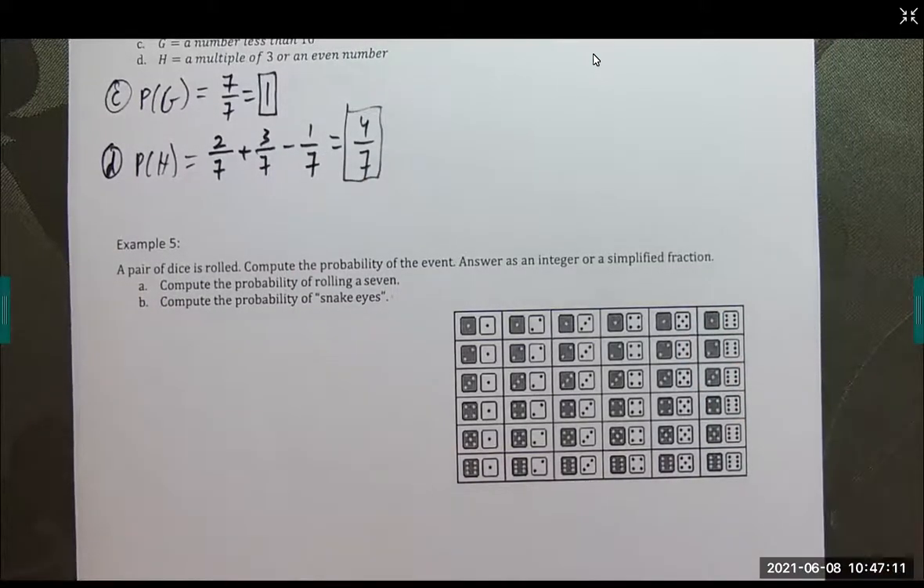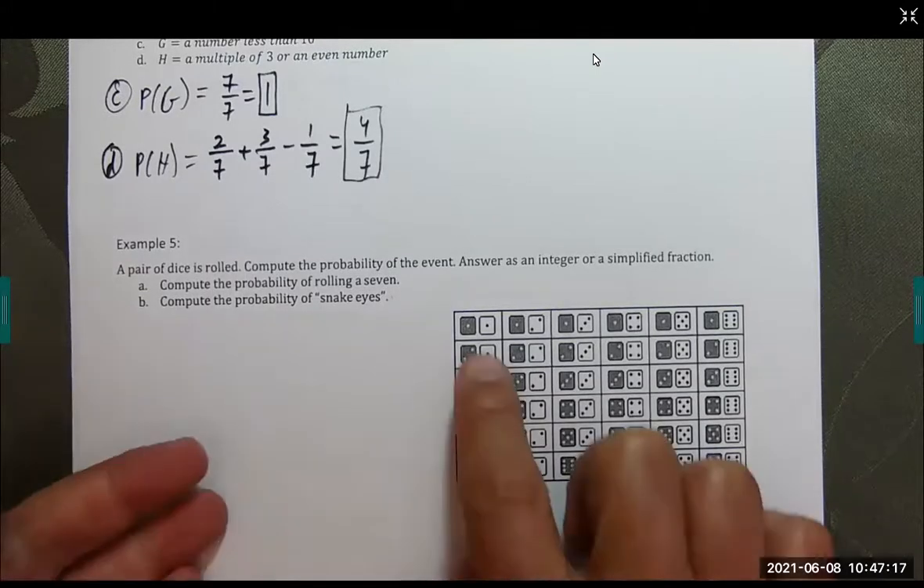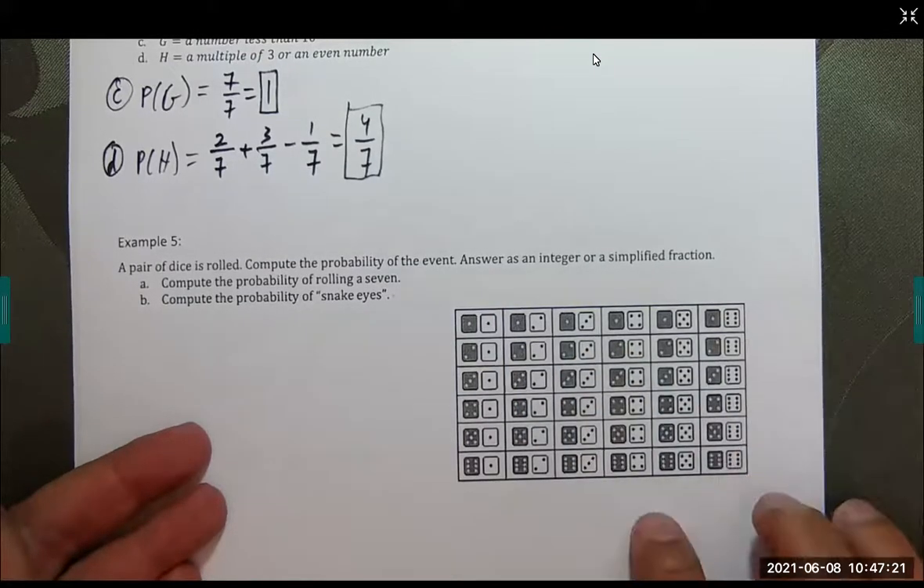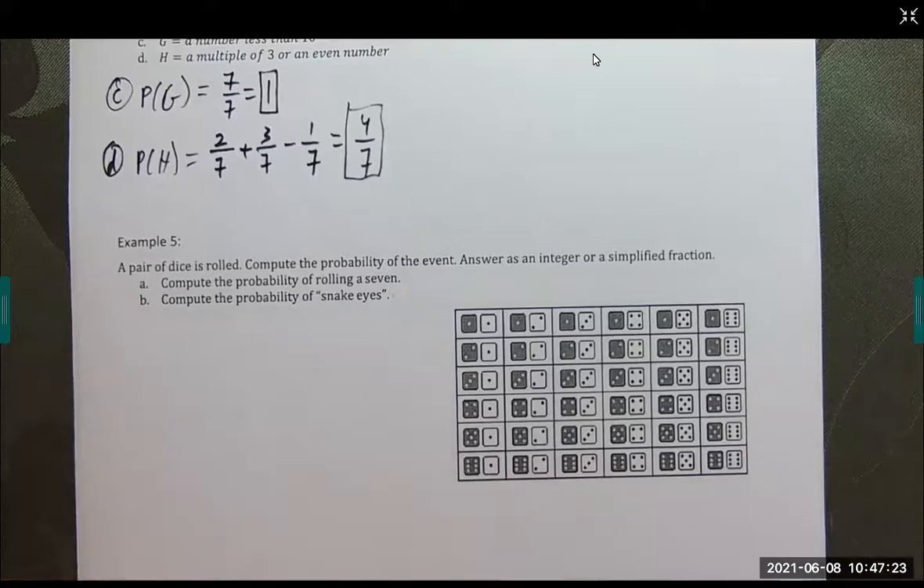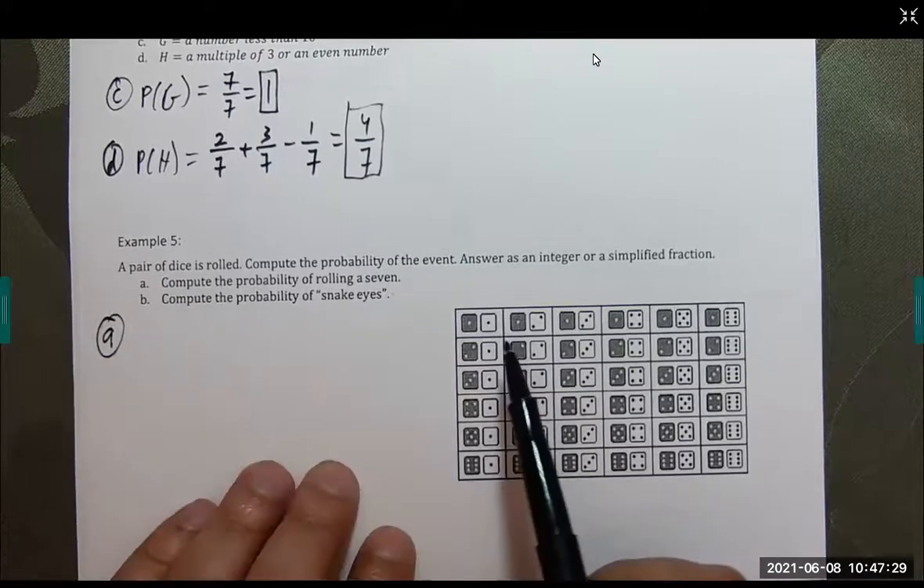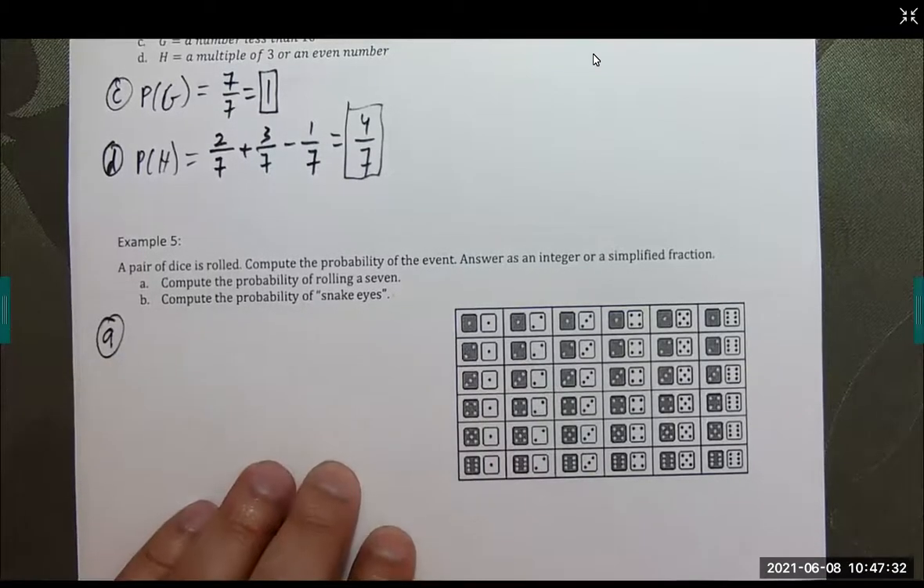Example 5, a pair of dice is rolled. We're assuming these are 6-sided dice. And I put a little chart here for you so you can see all the possibilities of what you can roll when you roll 2 dice. And part A says, what's the probability? And by the way, there is 6 by 6 or 36 is going to be my denominator.